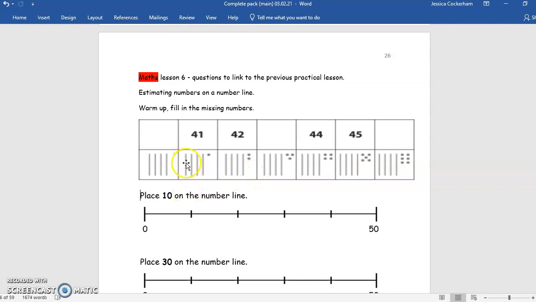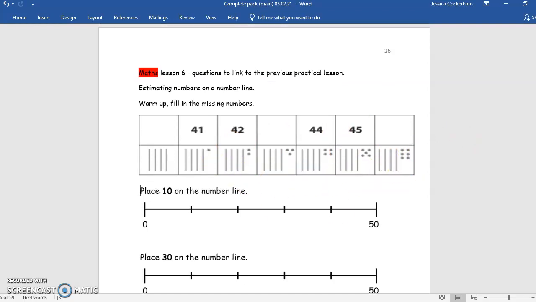So we can see here there is 10, 20, 30, 40, and there's just one. So we've got 41 there. Let's have a look at this one. 10, 20, 30, 40. So we need to put a 40 in there. You fill in these ones and then we'll get on with our next question. Pause this video if you need to.